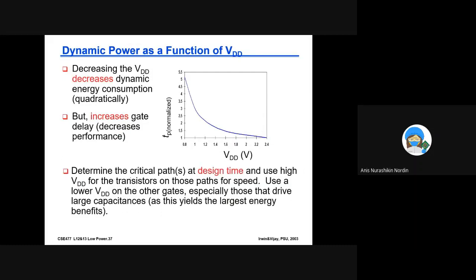Determine the critical path, which was Mr. D, at design time, and use high VDD for the transistors on those paths for speed. The other guys who are fast, you don't need to give them a lot of VDD. You give them lower VDD so that you can save power. Lower VDD on other gates, especially those that drive large capacitance, as this yields the largest energy benefit.